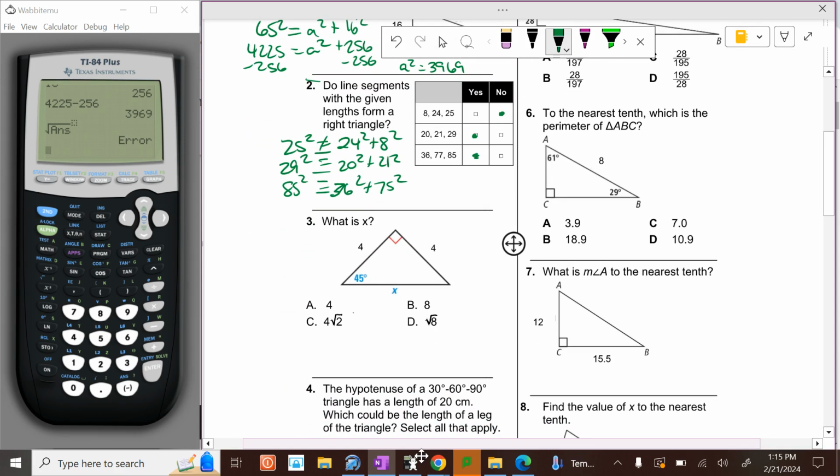Okay. What is x? Well, if you're looking at your 45, 45, 90, if you know the sides, you just take that times the square root of 2 to get the hypotenuse. So it's 4 square root of 2.